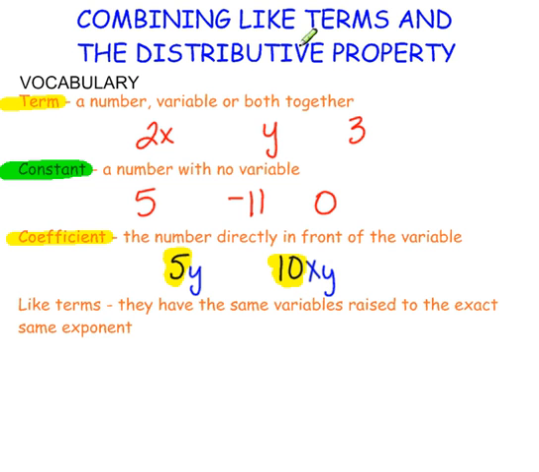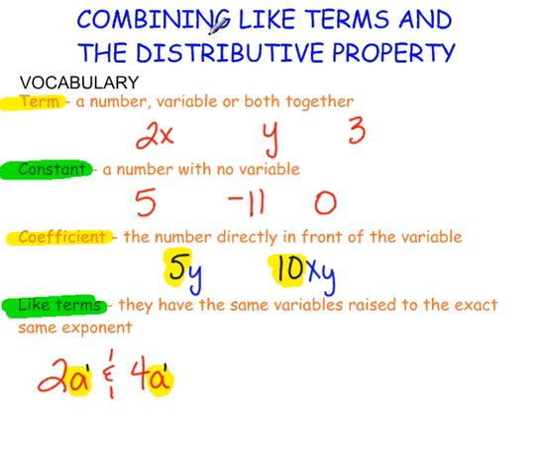All right, so what happens if you have terms that look the same? We've got a vocabulary term that is called like terms. Like terms have the same variables and they're raised to exactly the same exponent. So let me give you an example of 2 like terms. 2a and 4a. These would be considered like terms. Why? They have the same letter and they're raised to exactly the same exponent, which is an understood 1 up here.